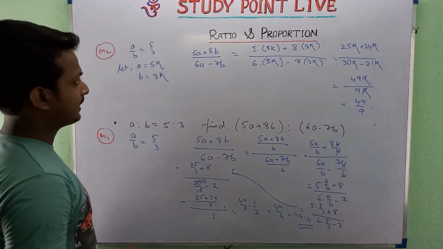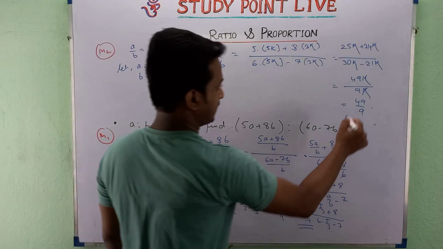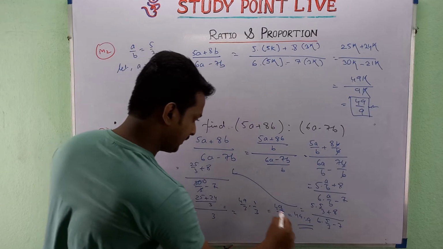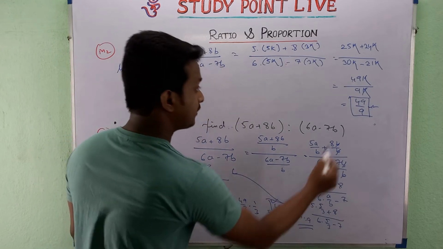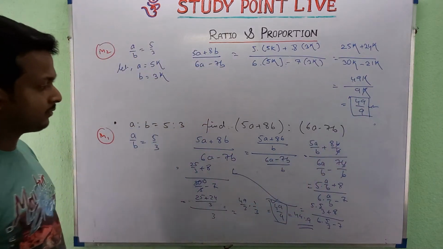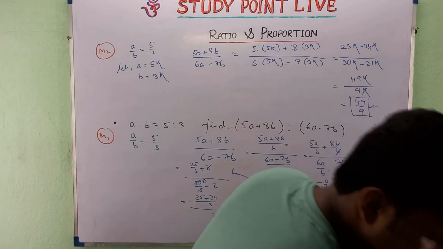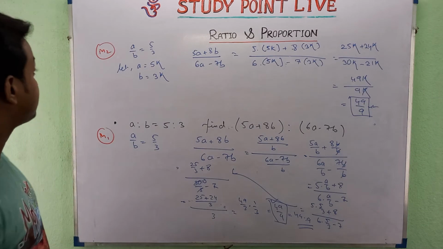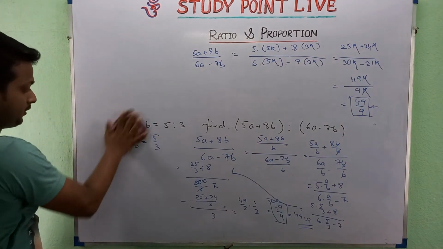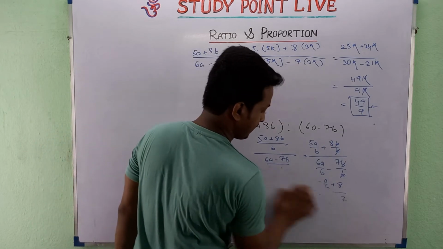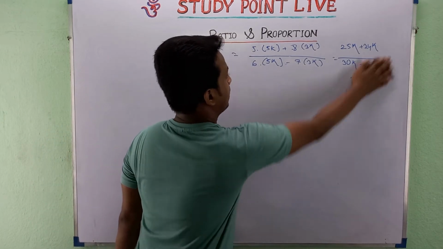See, this is the same answer by another method. Here it was also 49 by 9, and here also 49 by 9, but we have solved by two different methods. Okay, I think it is clear to all of you. Now let me see some different problems from your book for the different formulas.